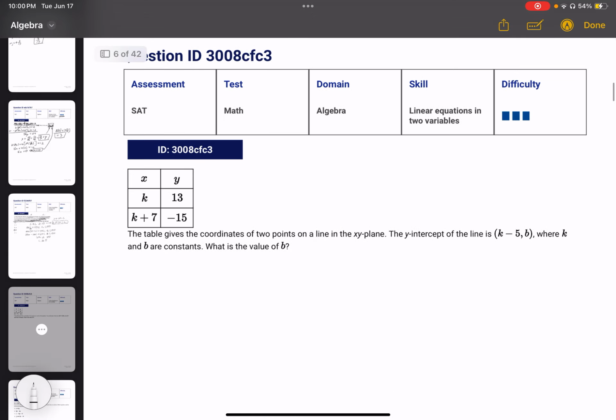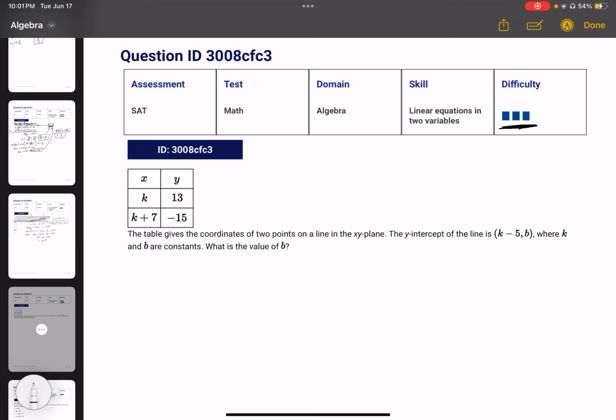Okay, this is a hard problem. So we have our table of values here. The table gives the coordinates of 2 points on a line in the xy plane. The y-intercept of the line is (k minus 5, b), where k and b are constants. What is the value of b?